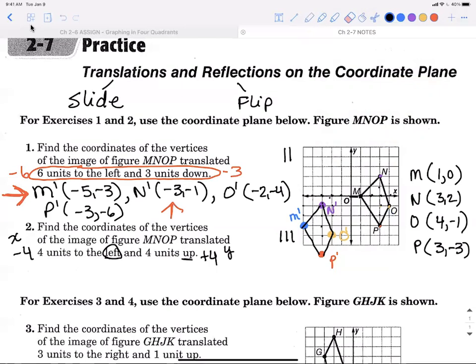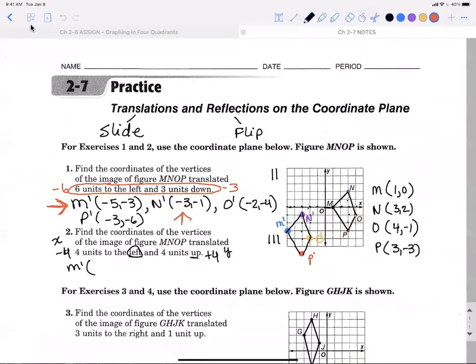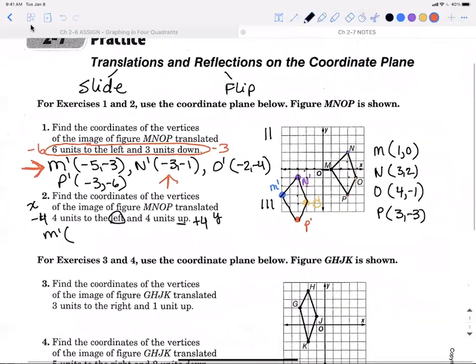Now for my translation, I need to get a new M. So I'm going to take my M here. This is my new M, my M1. Now my x value, and if you need scratch paper, because sometimes these can take a little bit of extra work, okay? My M was 1, 0. So I'm going to give myself some scratch paper here. Here we go. My M was 1, 0.